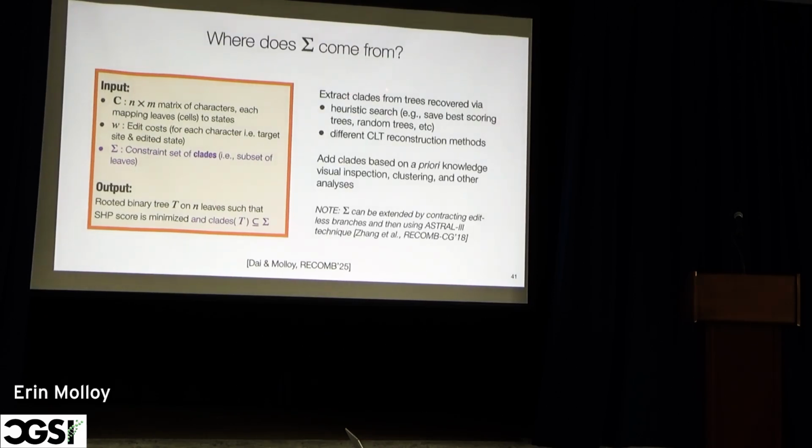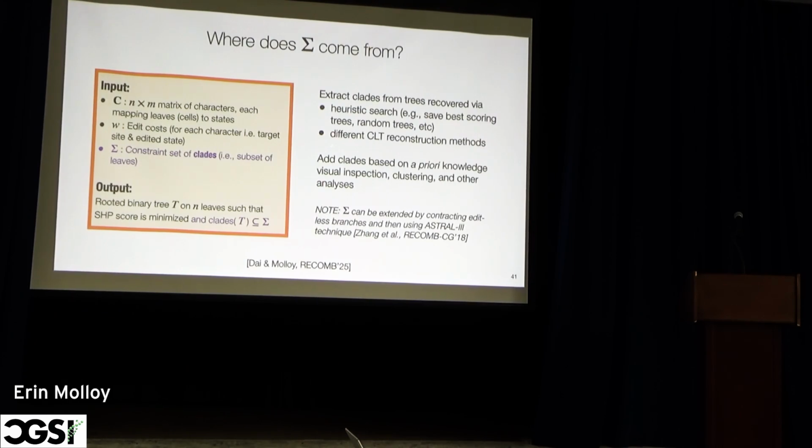Now, the biggest question you probably have at this time is where on earth does sigma come from, right? Because we don't know it. And so, probably the easiest way to get it is to combine this approach with heuristic search. So basically, if you run a heuristic search, you could store all your best scoring trees or random trees, and then you could extract out their clades. You could also run different methods based on likelihood or distances or other techniques that save those trees.